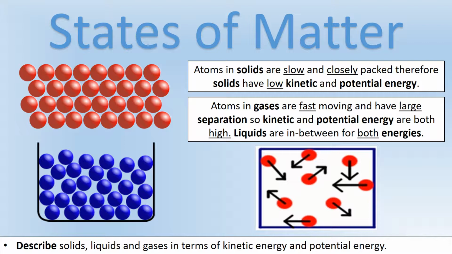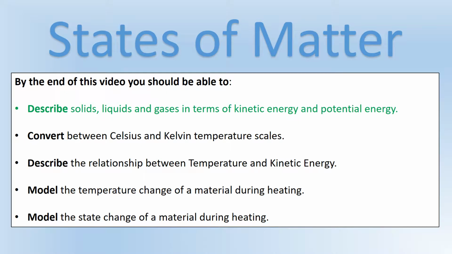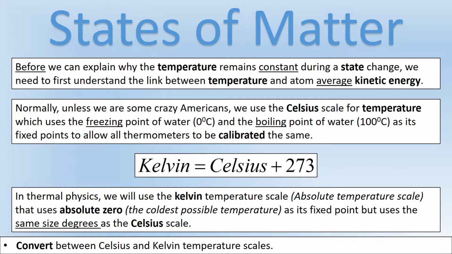In a gas, we know the particles are moving fast and have large separation, so they have high kinetic energy and high potential energy. Liquids come somewhere in between the two, so they have a middle amount of kinetic energy and a middle amount of potential energy. That's how we would describe the three states of matter. Okay, so that finishes that first point. Let's now introduce the Kelvin temperature scale, which will help us explain the link between temperature and kinetic energy.